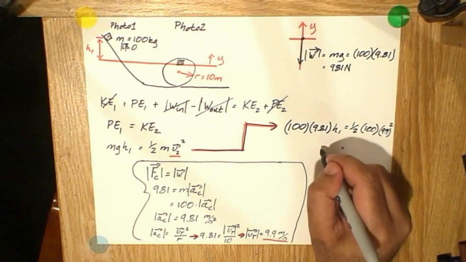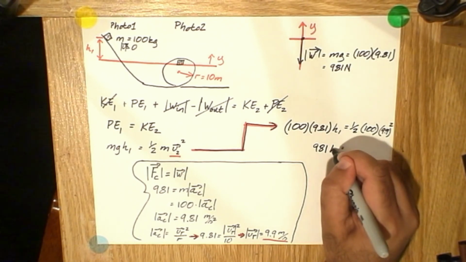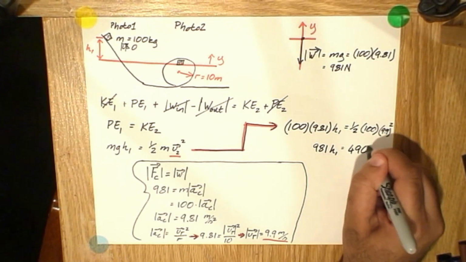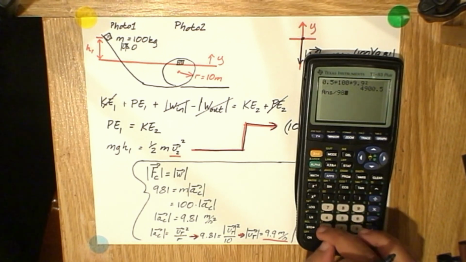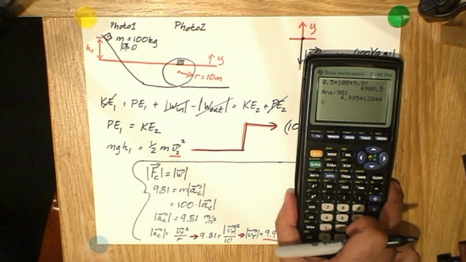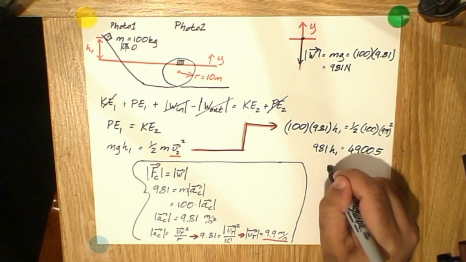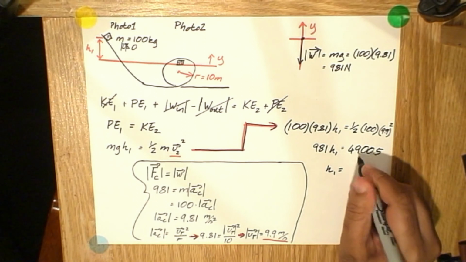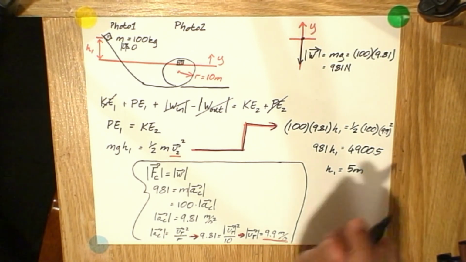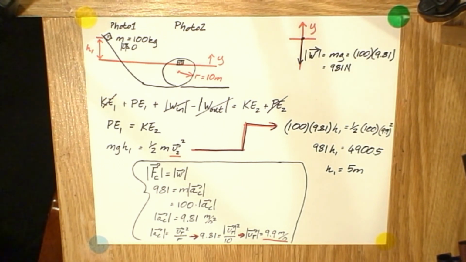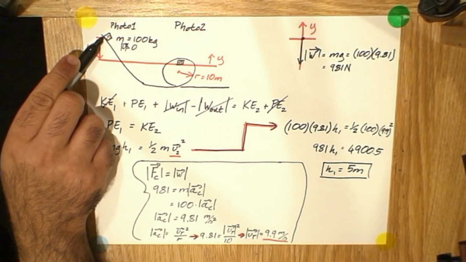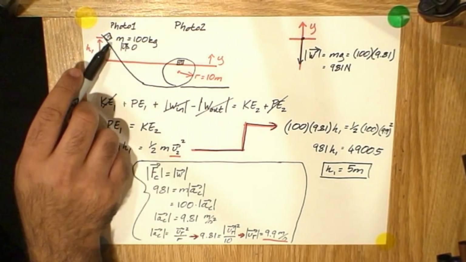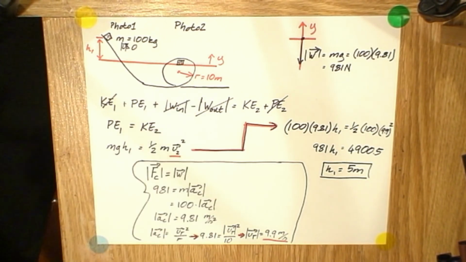100 times 9.81 will give us 981. So 981 times h1 is equal to 4900.5. And then dividing both sides by 981, we get pretty close to 5 meters. So h1 is equal to 5 meters. This then is the solution. This is the height that the carriage needed to start at relative to the peak of the loop-de-loop in order to completely clear this 10-meter loop-de-loop.